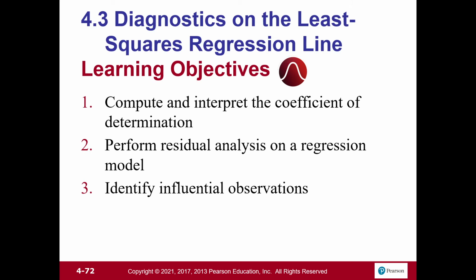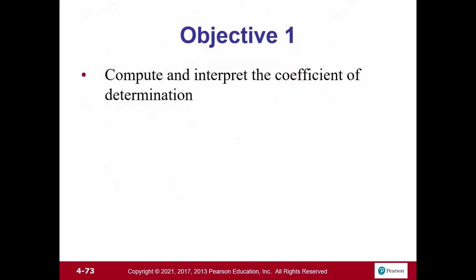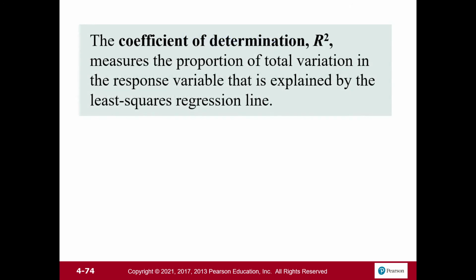Diagnostics on the least squares regression line. Here it is. How to compute and interpret the coefficient of determination, perform residual analysis on a regression model, and identify influential observations. Alright, so the coefficient of determination is known as R squared, and it's literally R squared. It measures the proportion of total variation in the response variable that is explained by the least squares regression line.